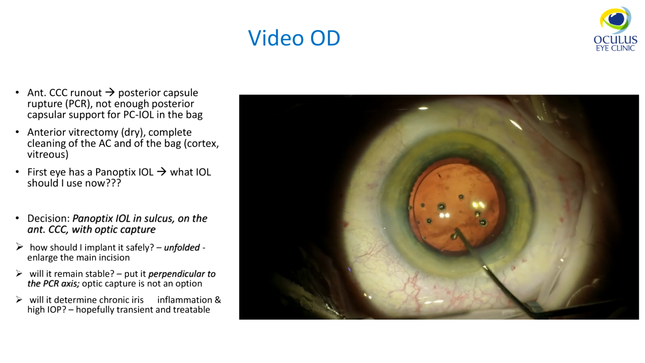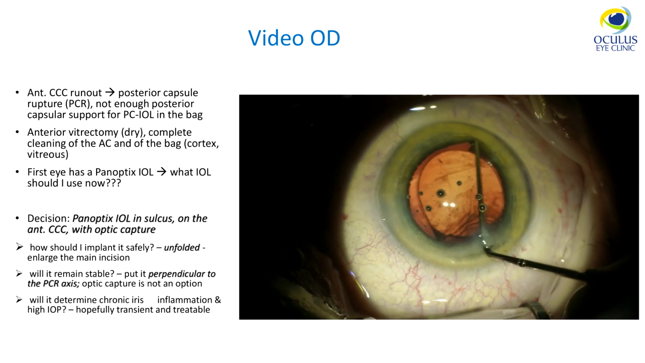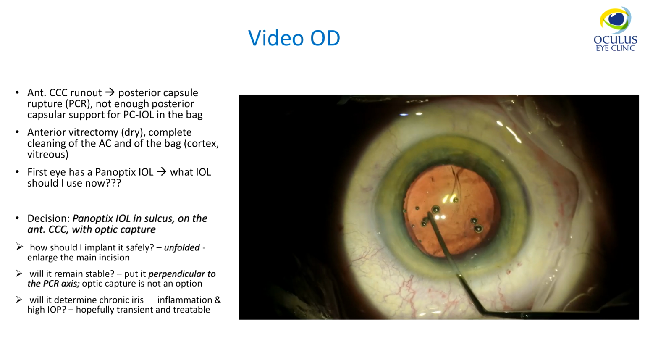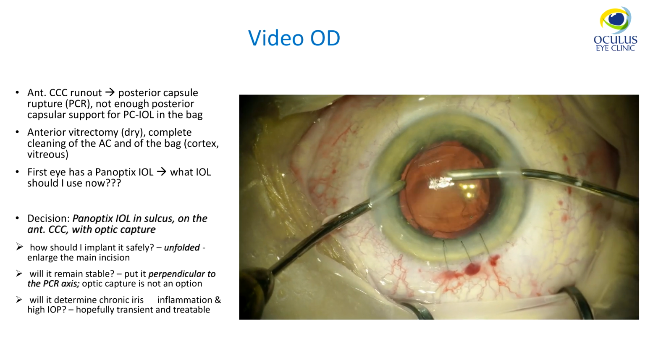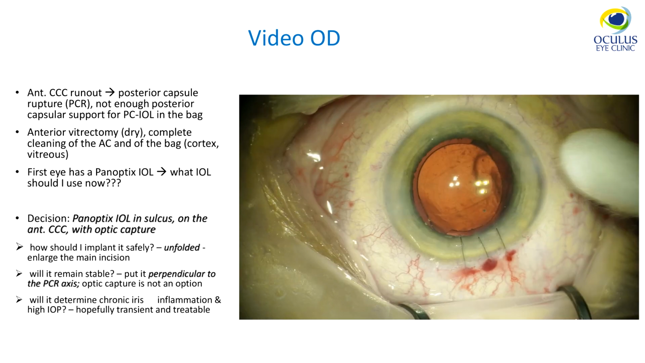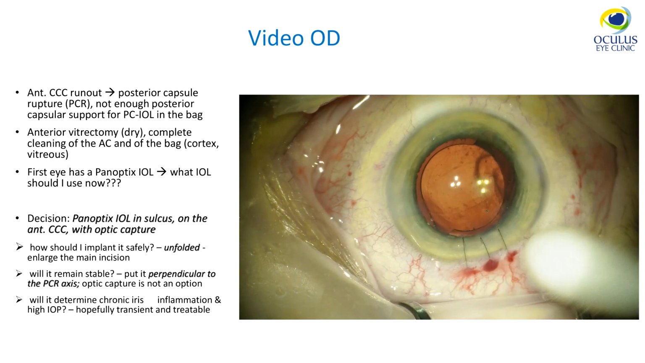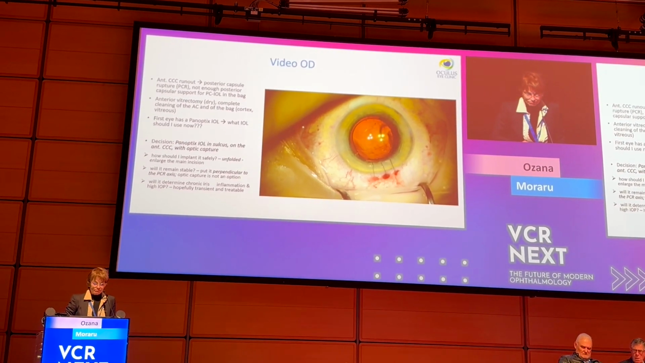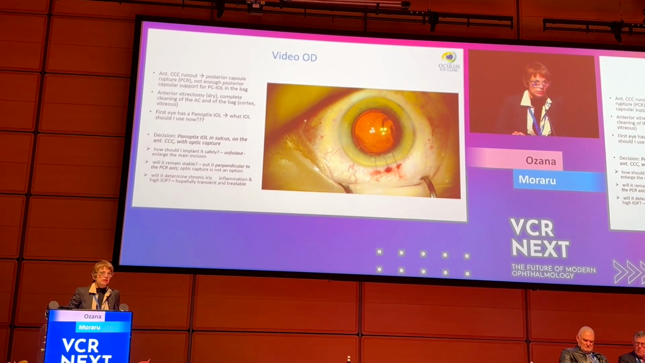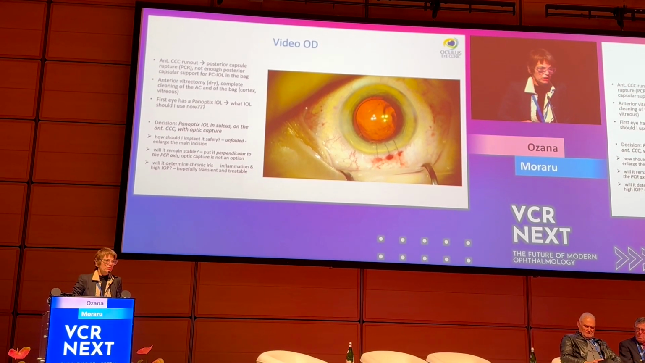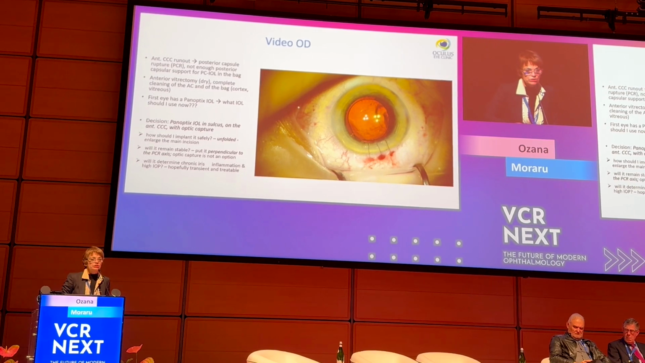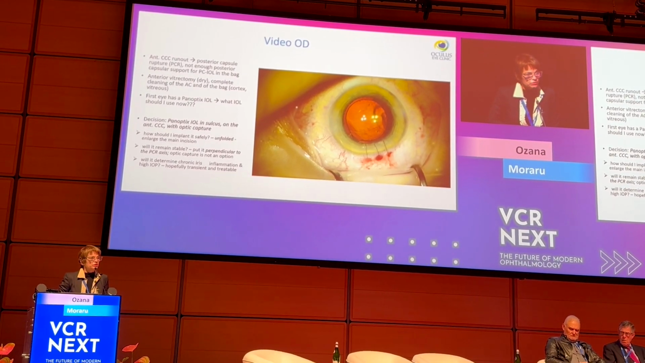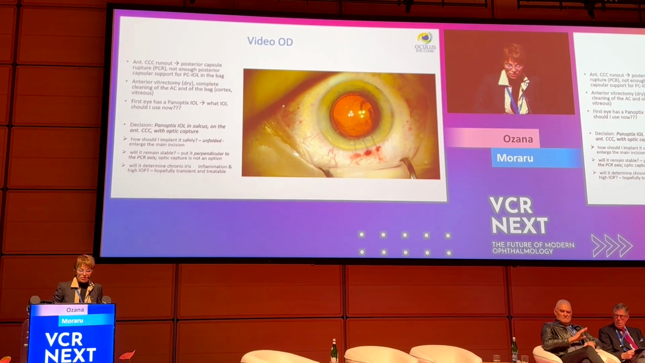So my IOL is now completely in sulcus, because I have anterior CCC runoff. It was not possible to perform an optic capture. And I sutured the 6 mm incision with 3 separate nylon sutures. Anytime I have posterior capsule rupture and it's a longitudinal shape, I prefer to implant the IOL perpendicular to the rupture, both on the anterior capsule rupture and the posterior capsule rupture.